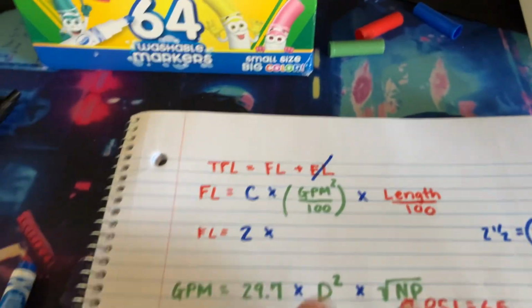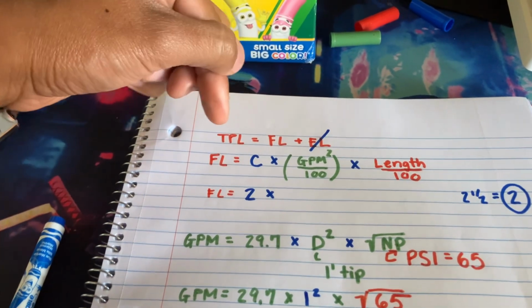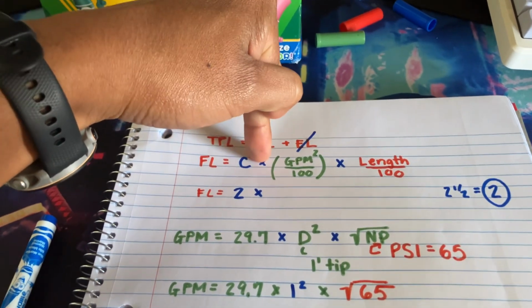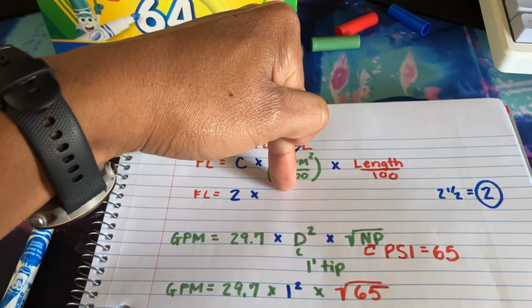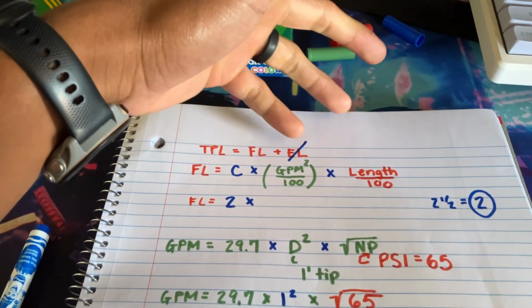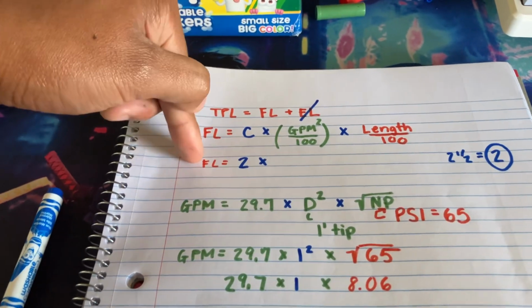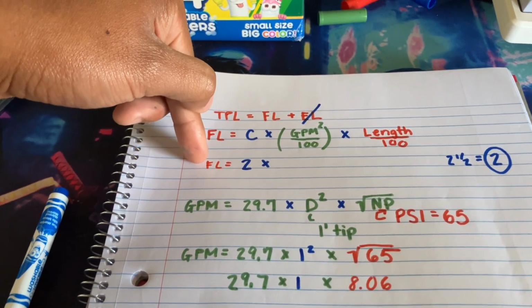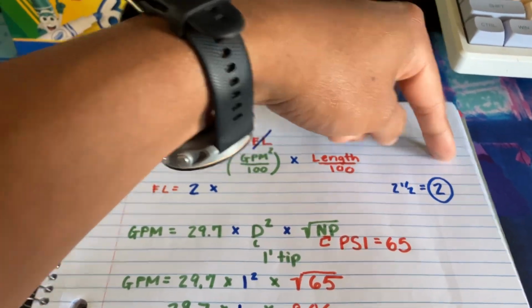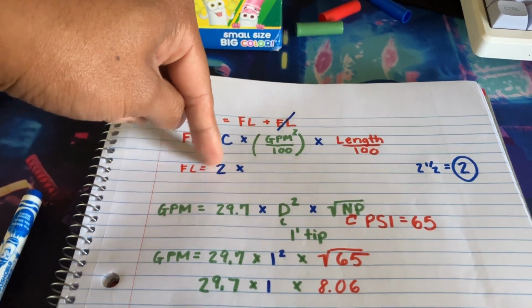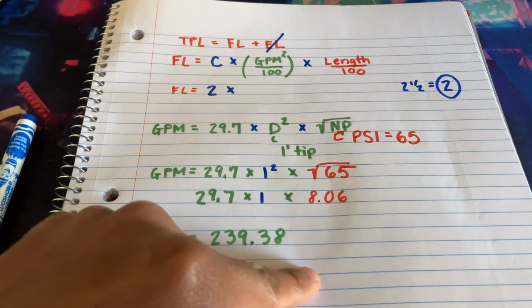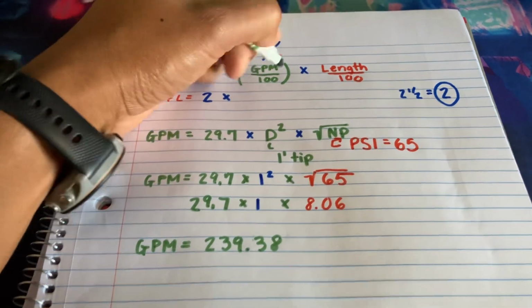Now, we're going back to the original problem where it says, in order to get our flow rate, we need to know what our coefficient times our GPM over 100 squared times our length divided by 100 is. So, going back to the original problem, we know that we're dealing with a 2.5-inch hose line, which gives us a coefficient of 2. We plug that in right there. We just found out that our GPM is 239.38.